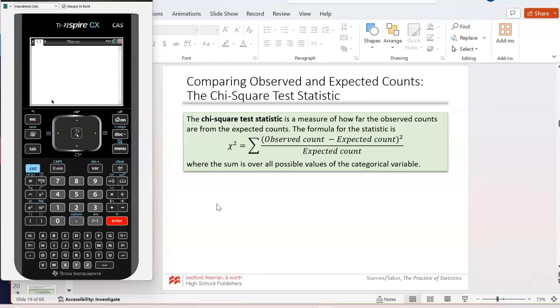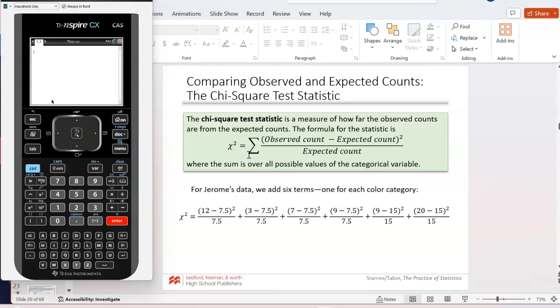It's the sum. That's a Greek symbol. The large uppercase sigma means the sum of the observed count minus the expected count, squared, divided by the expected count for each term. So you have to do that a bunch of times, right?